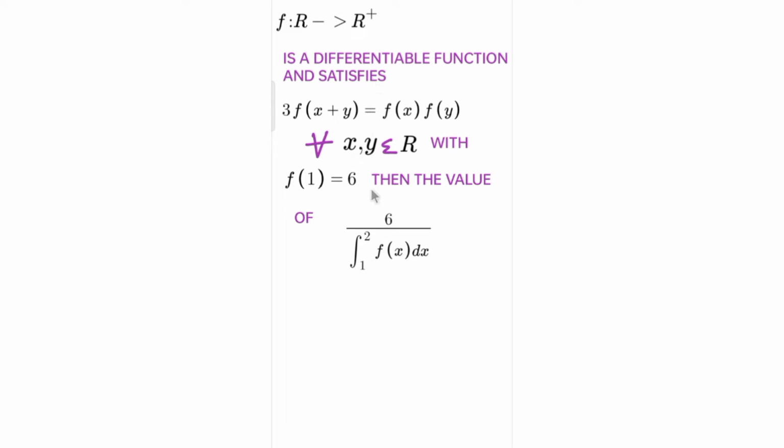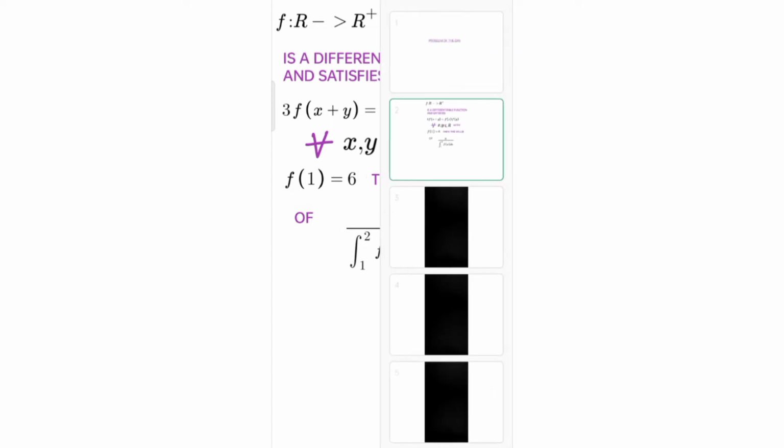So basically the main idea to solve this type of problem, where you can see we have two variables, 3 f of x plus y is equal to f of x into f of y, a functional equation given to us, is to use the differentiability rule, because it is given that f is a differentiable function. So we must tackle the problem in that way, to get the value of f of x. So I'll start the solution now.